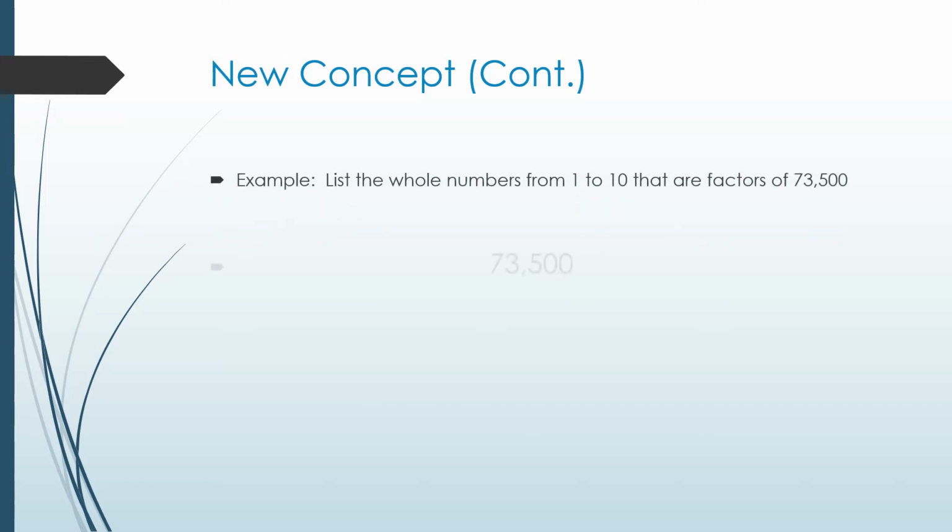So let's try this. We're going to see which whole numbers from 1 to 10 are factors of 73,500. We're going to use those divisibility rules. So let's start off with 1. I know 1 works because it's a whole number, so that one's easy. For 2, we're going to look at the last digit. It's a 0. 0 is even, so it is divisible by 2.